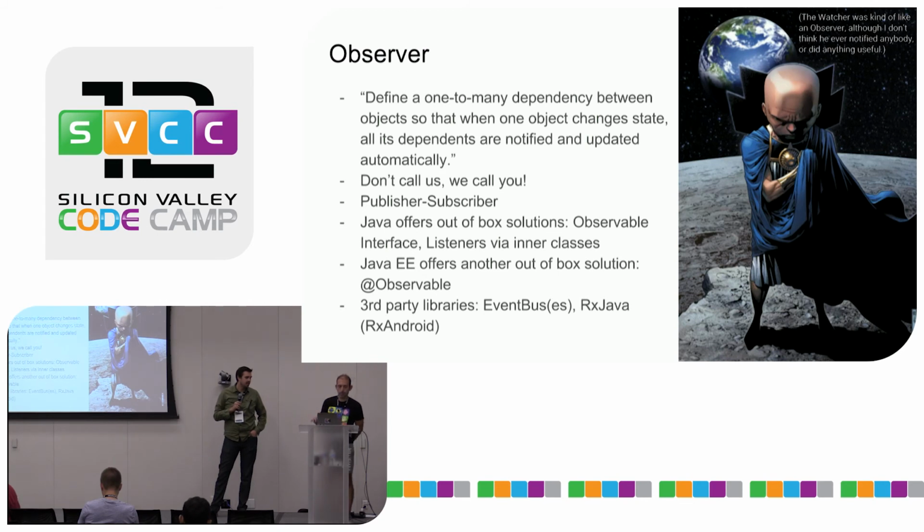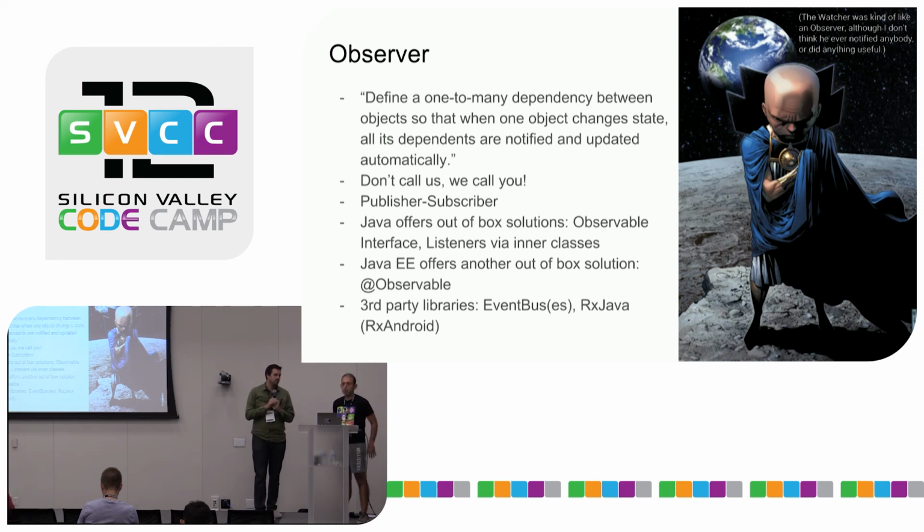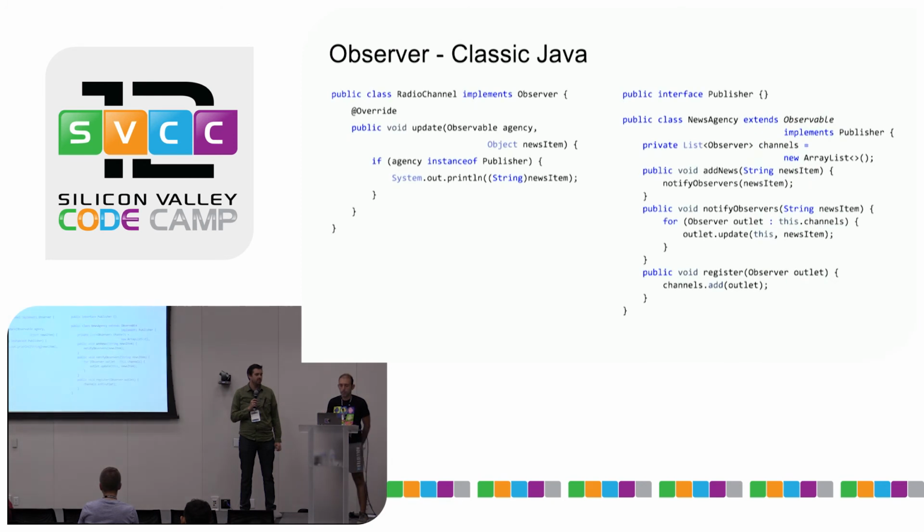Observer. Okay. So observers are a pattern where you register against a central thing that keeps track and will notify the things that have registered to it of some change. So it's like a pub-sub model, basically. Java and Java EE have some out-of-the-box solutions, as well as a lot of third-party libraries which cover the problem. They're pretty easy to write from scratch.